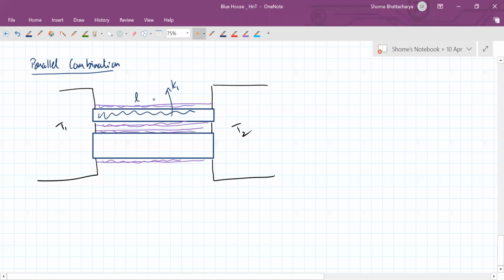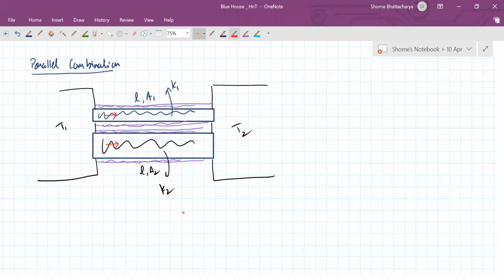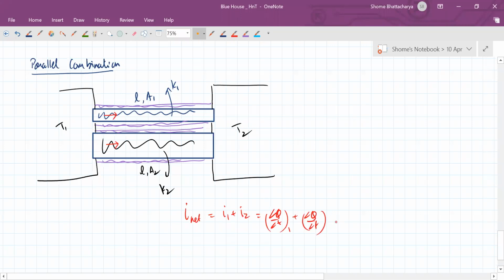K1, length L and some area A1. And this is, let's say, K2, same length L but some different area A2. So now there will be heat flowing in this direction also and this direction also. So the net current will be equal to the sum of heat flowing in the first rod, that is delta Q by delta T for the first rod, plus delta Q by delta T for the second rod. That will be equal to the net rate of heat flow.